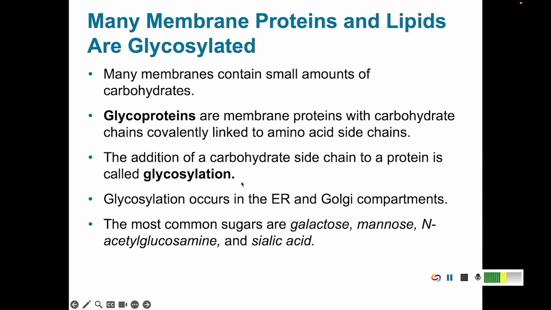This usually happens to membrane proteins in the Golgi compartment. Sometimes it also occurs in the endoplasmic reticulum. Some of the common sugars we add onto a protein would be galactose, mannose, N-acetylglucosamine, and sialic acid. So you could have all of those sugars added to a protein, especially to the extracellular side of that protein, to act as a signal molecule to other cells.